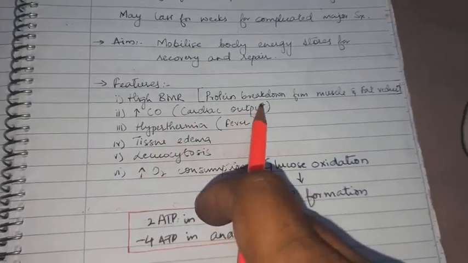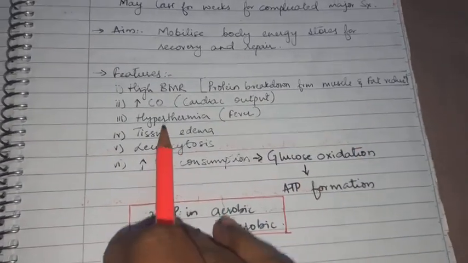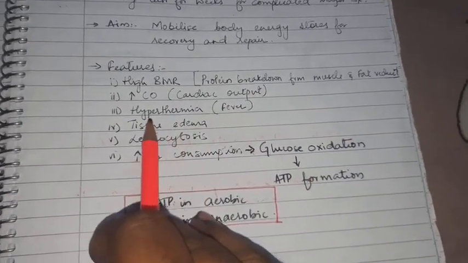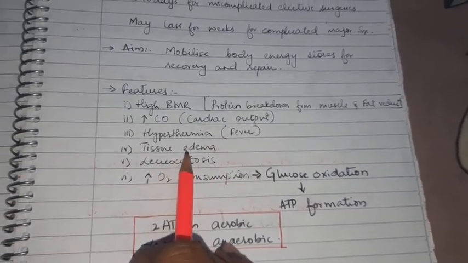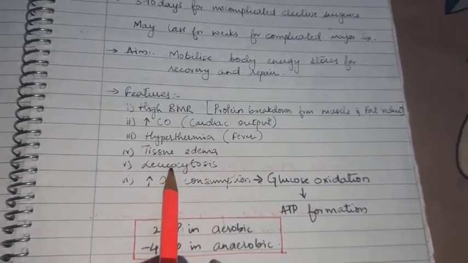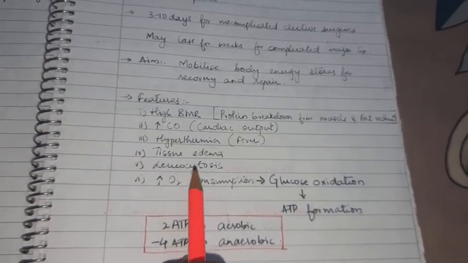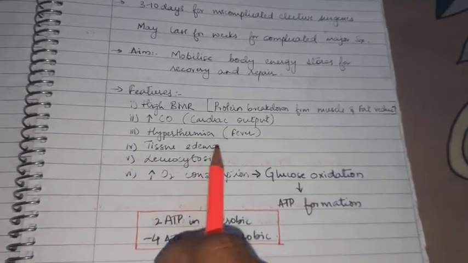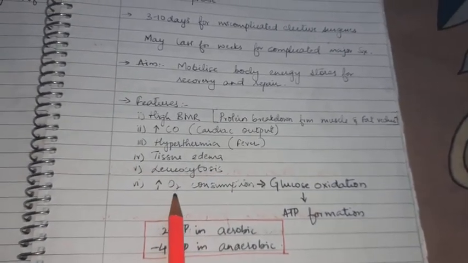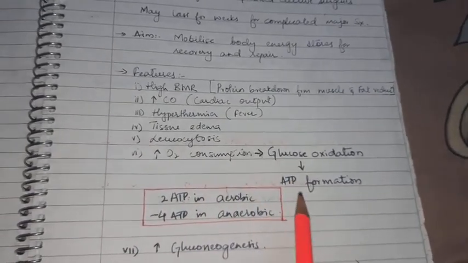High BMR, that is protein breakdown from the muscle, and there is fat reduction. There is increased cardiac output. There is hyperthermia, which may be indicated by fever. There is tissue edema because there is capillary leakage. Then there is leukocytosis because the cytokines and the chemokines cause migration of the leukocytes from the blood vessels into the peripheries. Also, there is increased oxygen consumption for glucose oxidation and ATP formation.